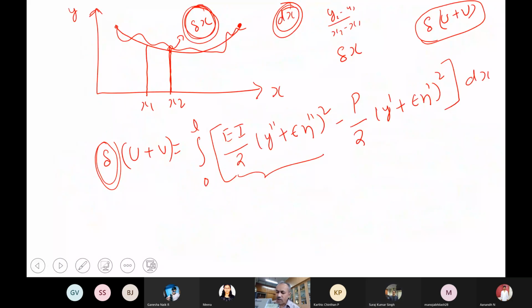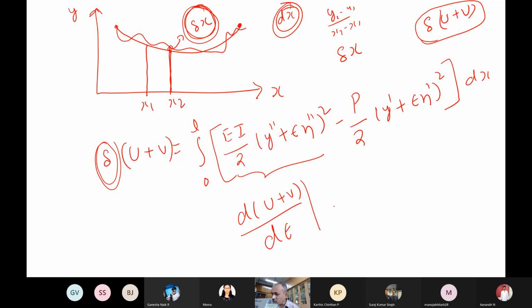So dou of this one finally boils down to the derivative only with respect to epsilon. You followed. And you have to make epsilon equal to 0 also. It is not an ordinary dx kind of derivative, but we write a dou only, and then you do all the algebra. In the next video we use this: d of u plus v with respect to d epsilon, with epsilon equal to 0.